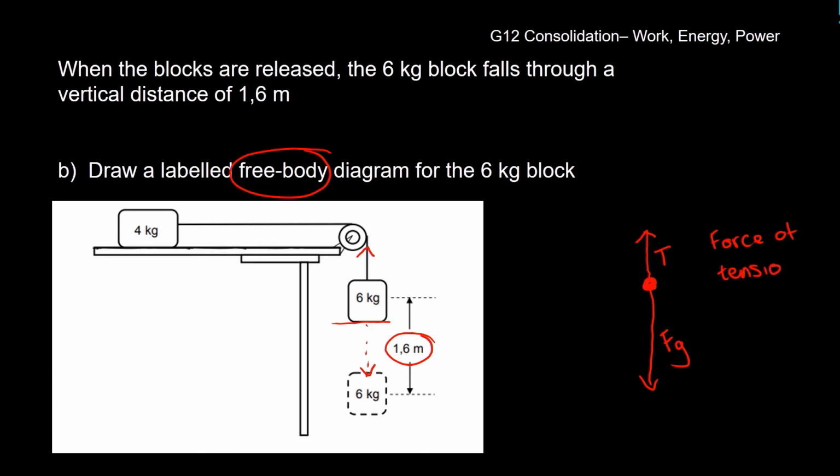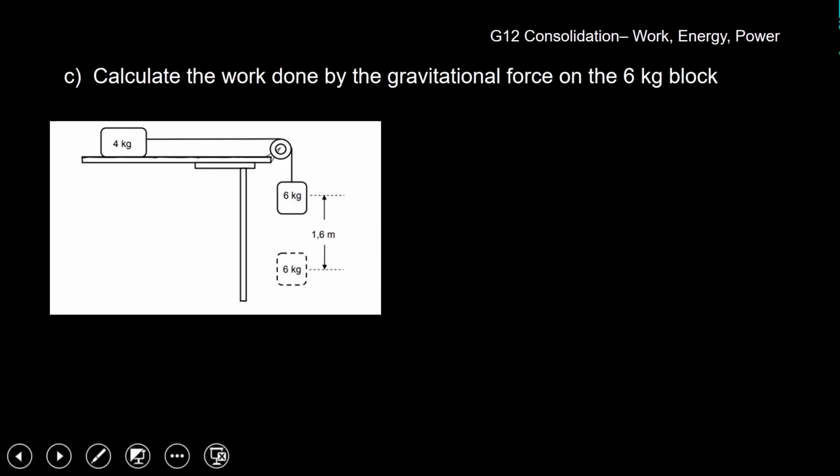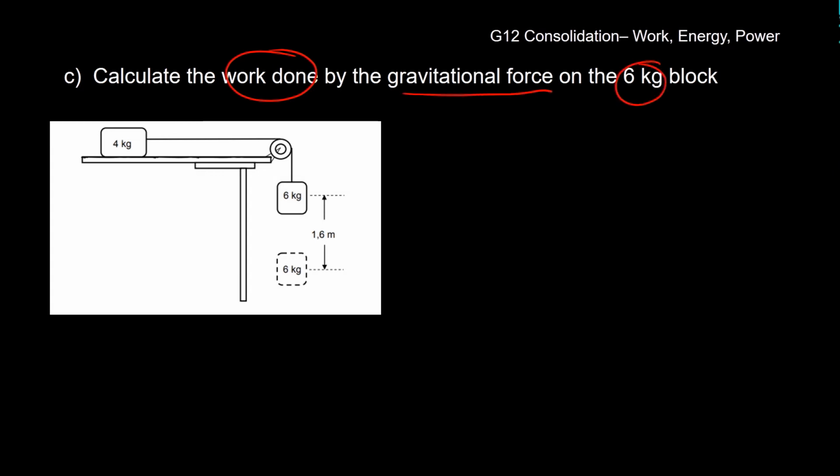So be precise about this. Make sure that this arrow representing tension is smaller than the arrow representing the gravitational force. Our next question: calculate the work done by the gravitational force on this 6 kilogram block.